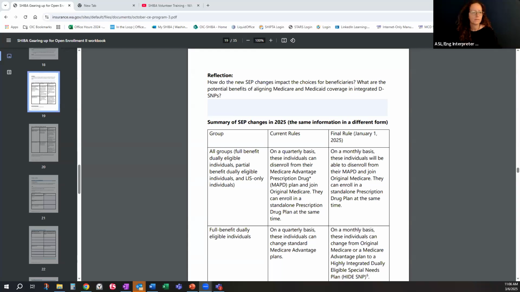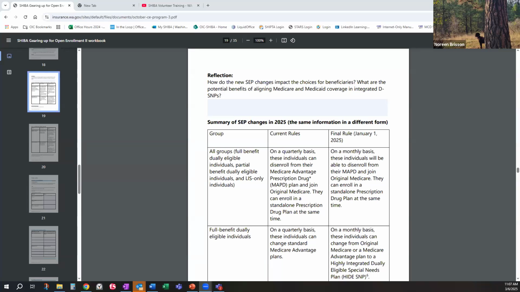Thank you. All right, so we have in the October workbook, and I shared the link in the chat, from pages 19 and 20, a chart that shows the new special enrollment periods. Basically, anyone can go back to original Medicare and a Part D plan monthly if they have extra help. So that would be anyone from full dual eligible, partial dual eligible, and extra help only.